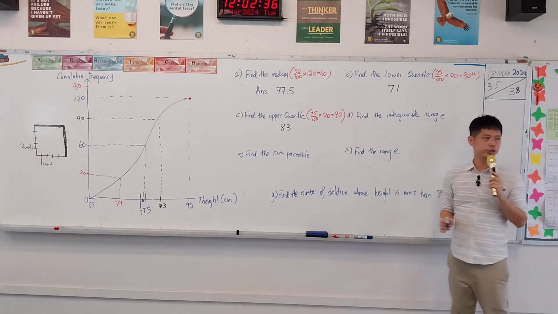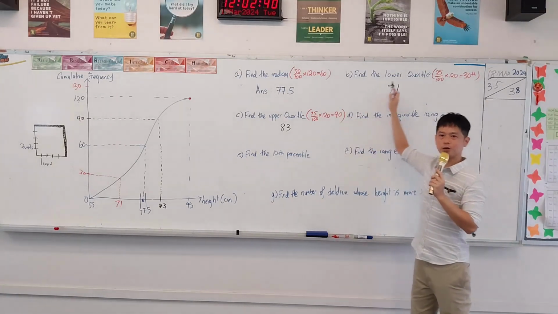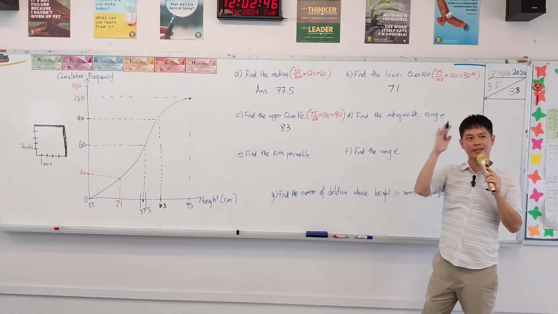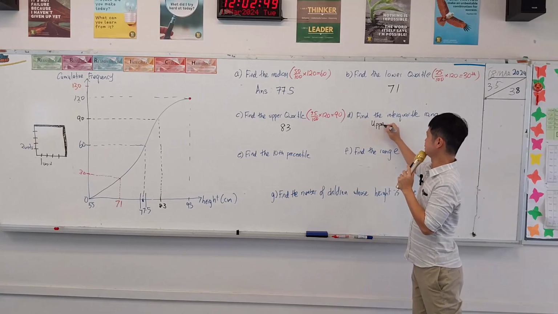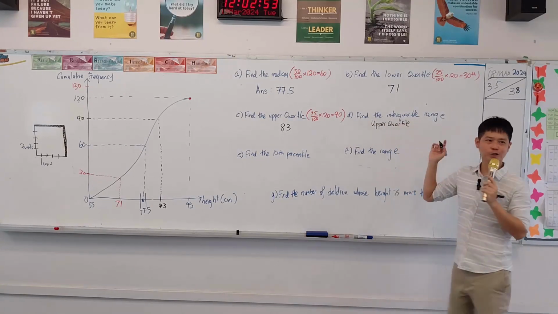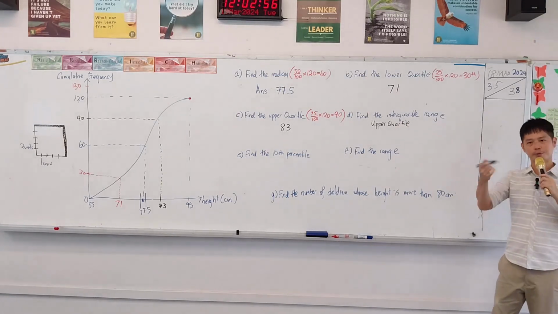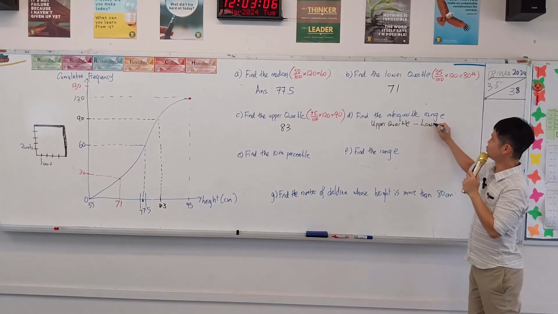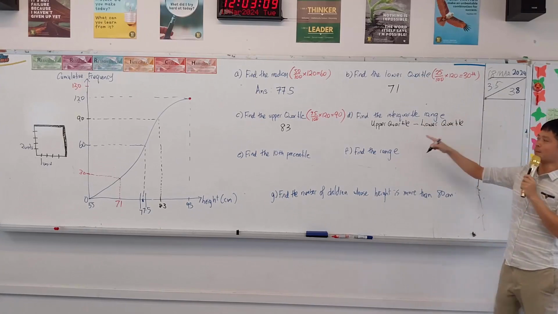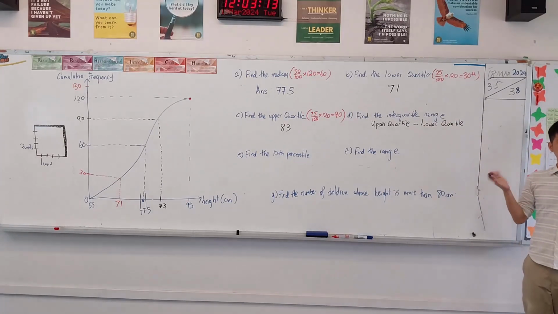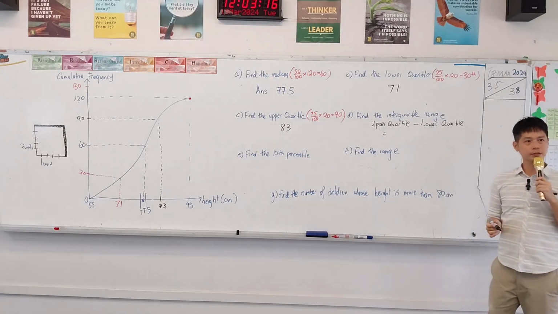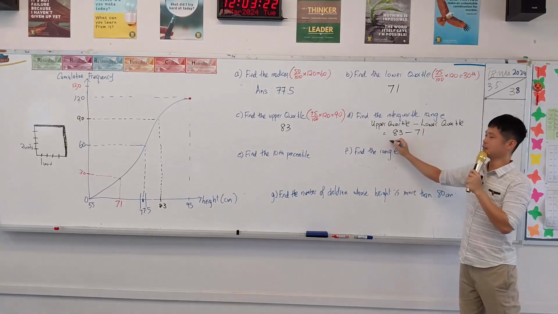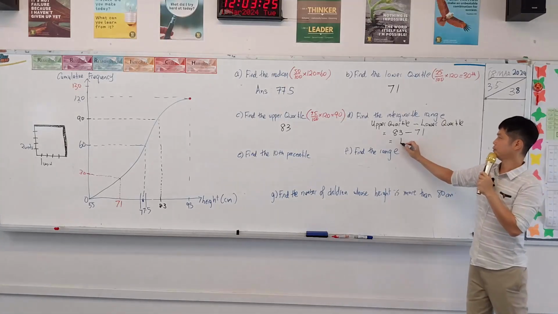Now for the interquartile range, it has something to do with these two numbers. Chen Jun knows the answer. Yes, you minus them, you take the upper quartile. A lot of students like to write UQ, but the teacher cannot read it. If you want to write, just write UQ minus LQ, lower quartile. So upper quartile minus lower quartile, you don't have to write the formula. I write it because we are learning. So what number minus what number? 83 minus 71, and the answer is 12.